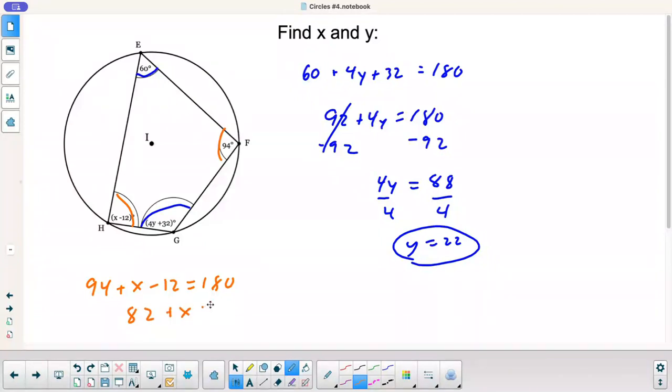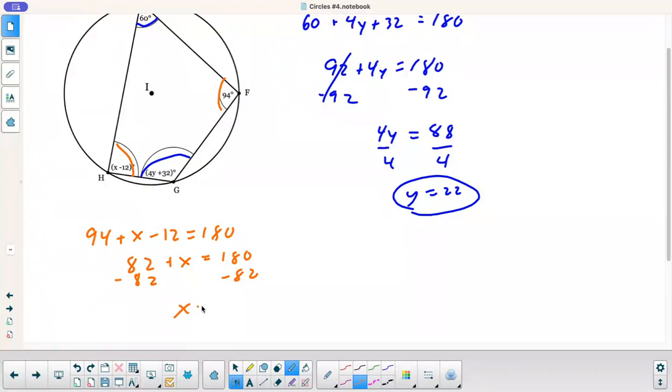So 94 plus x minus 12 adds up to equal 180. Combine your like terms. And I get x equals 98.